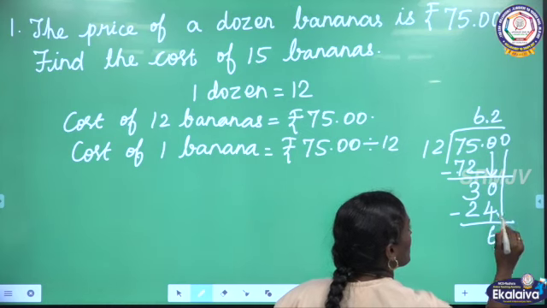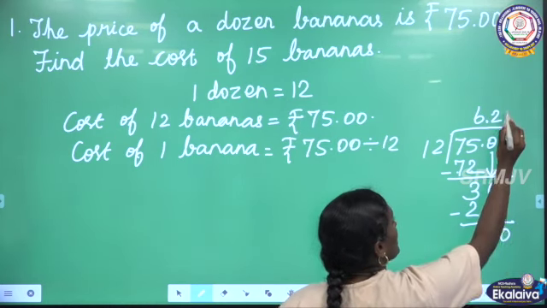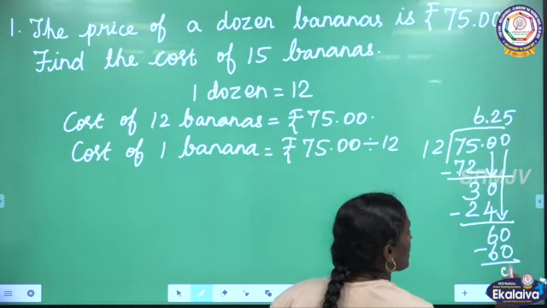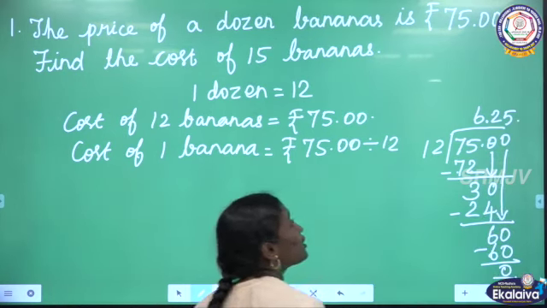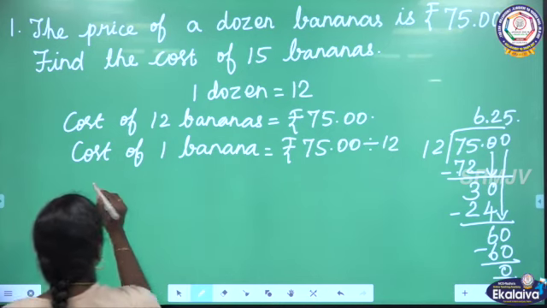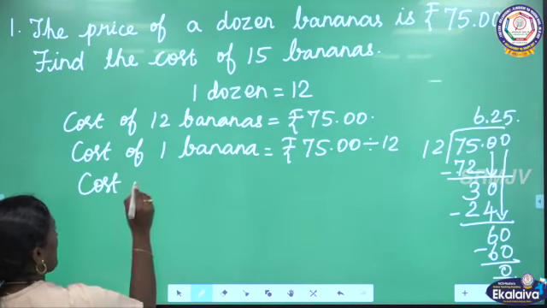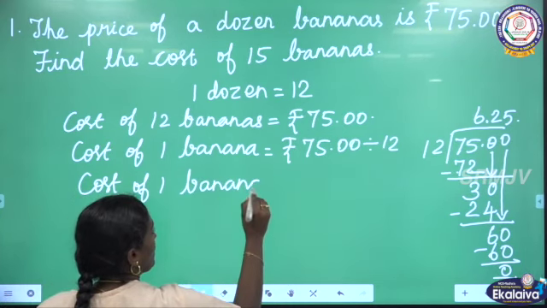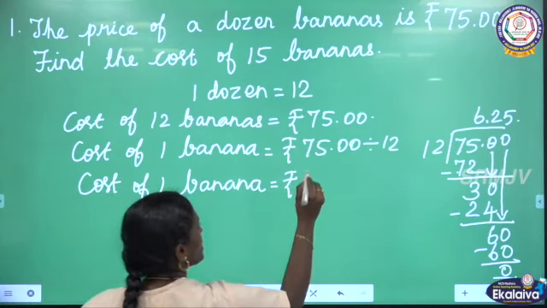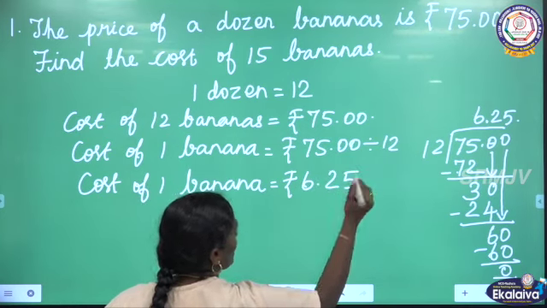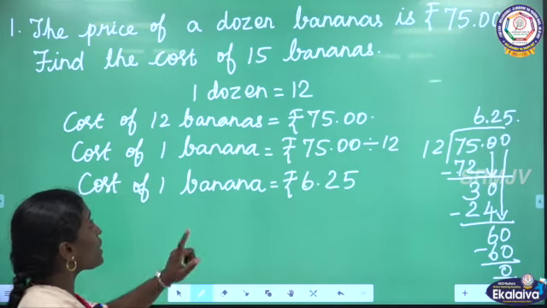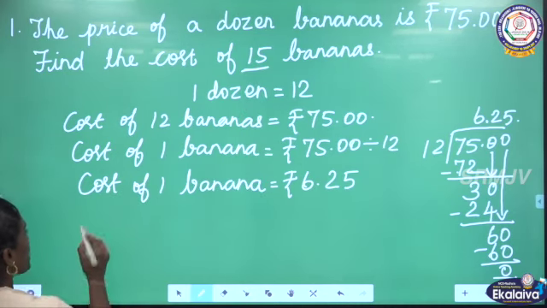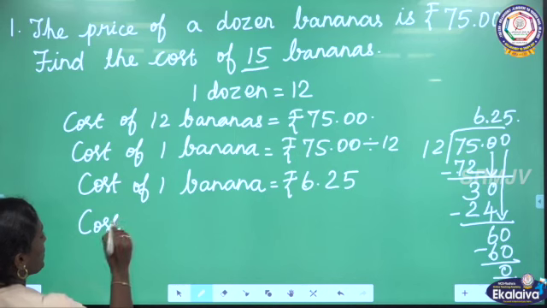Now we have to take the next number 0. Here in 60, 5 times 12 is 60. We have to subtract, 0. So we got 6.25. This is the cost of 1 banana, is equal to rupees 6.25. Now from the cost of 1 banana, we have to find out the cost of 15 bananas by multiplication.